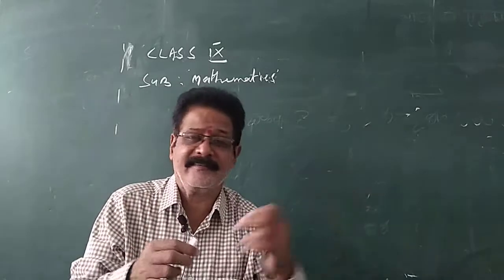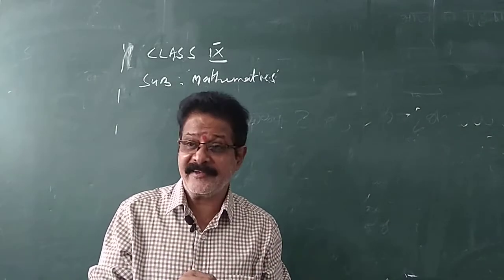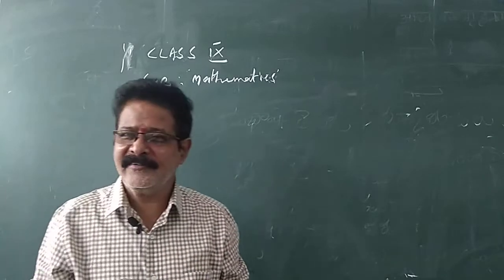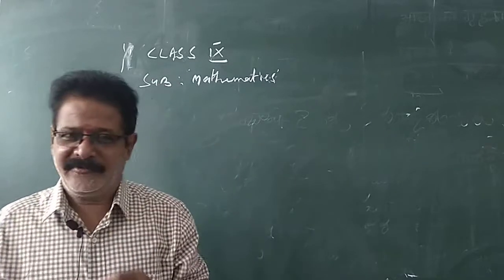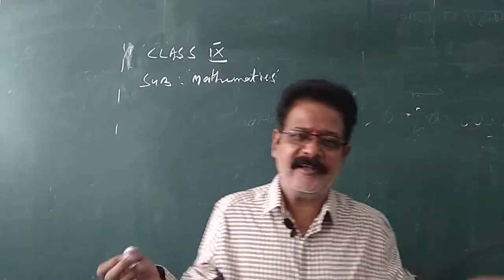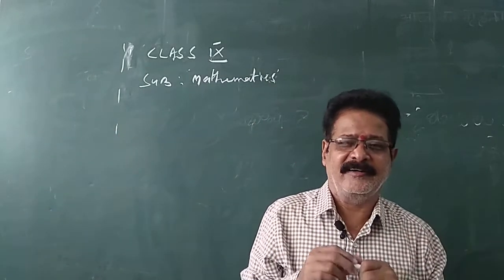So yesterday, in the first class, we discussed the number system. There are natural numbers, whole numbers, integers, and rational numbers. So what are rational numbers? Let us recall yesterday's class.